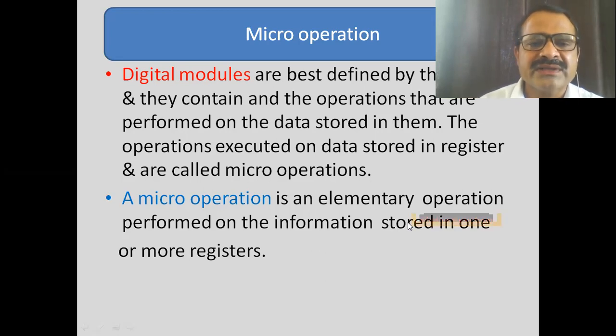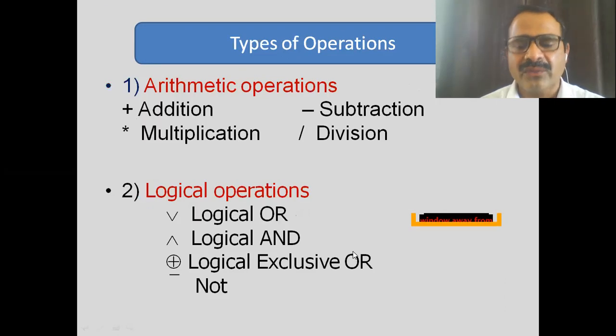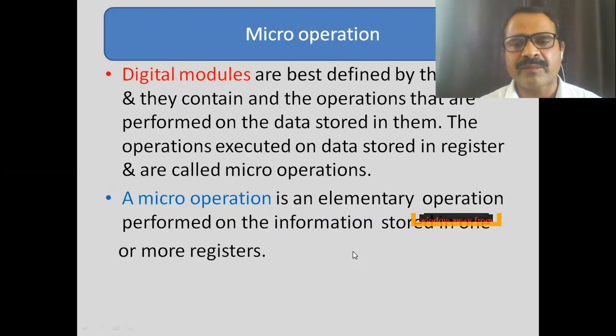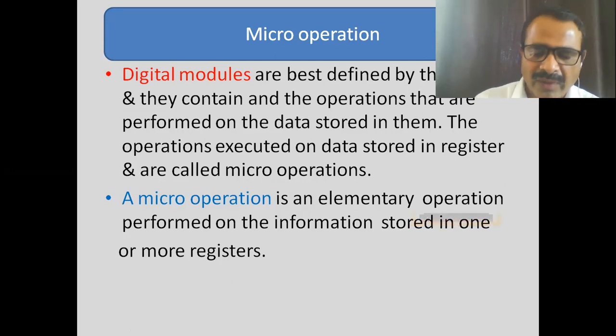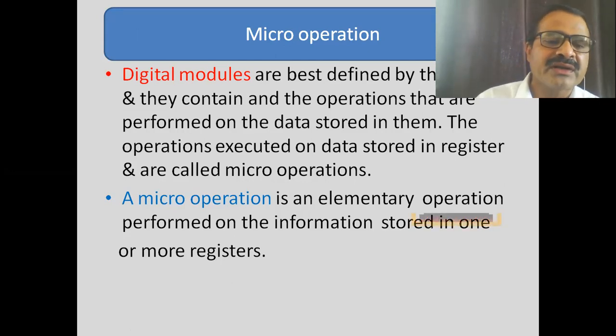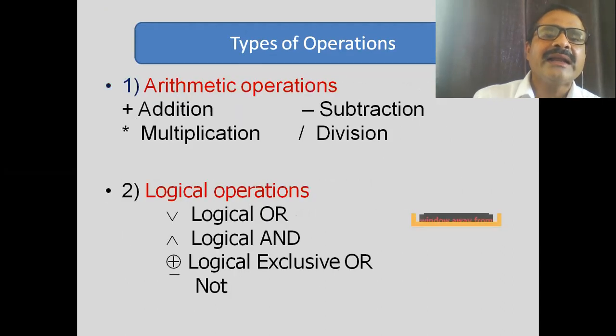The operations which are carried out on data stored in registers are called micro operations. Micro operations are done on the data stored in the computer registers. Let us see another way of defining a micro operation. Basically, a micro operation is an elementary operation which is performed on the information stored in one or more computer registers.